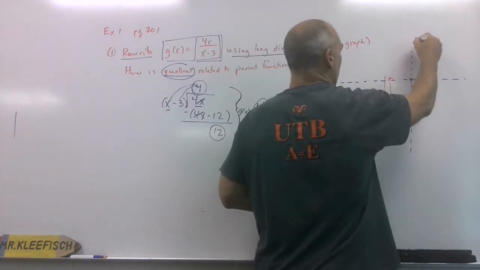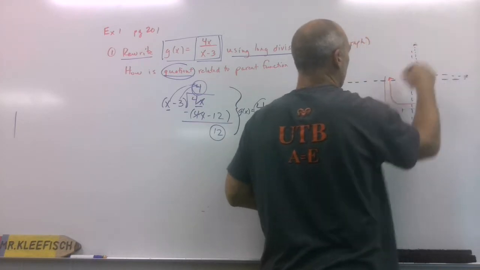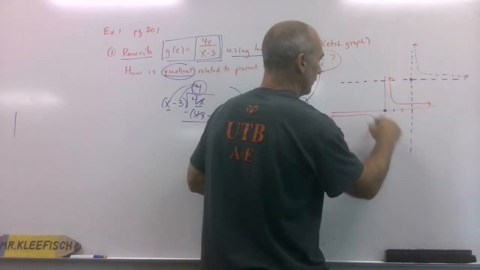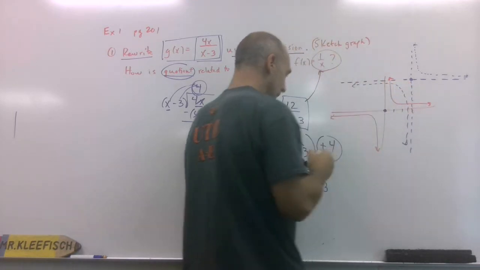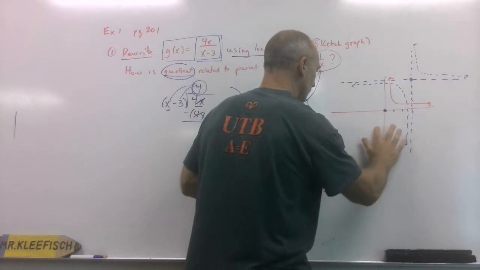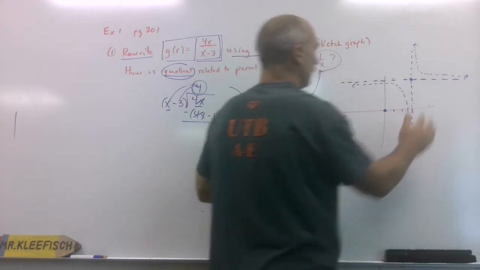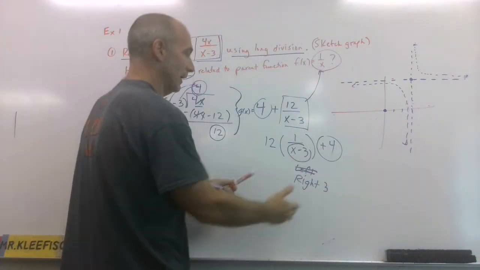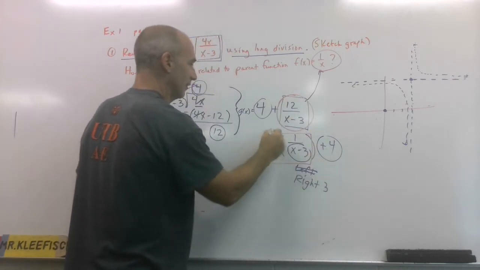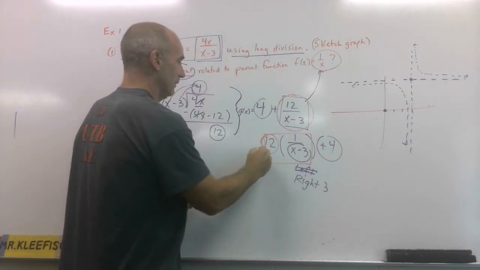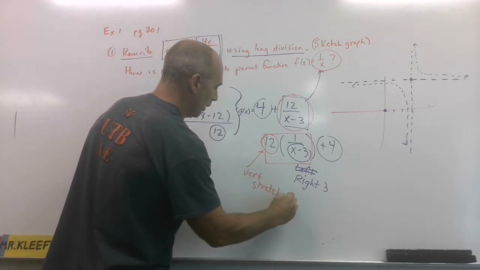And for now, I'm going to draw this red one up here, this red one there. Now, I'm going to get rid of this. It just doesn't throw you for a loop. There's where we're at, but we're not done. Why did I rewrite it? Why did I rewrite this like this? Because that 12 is saying, hey, that's going to be a vertical stretch by 12.